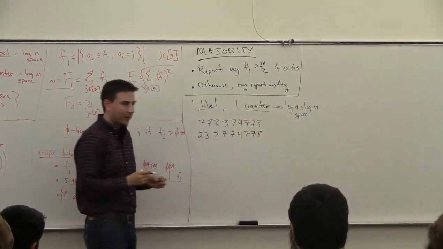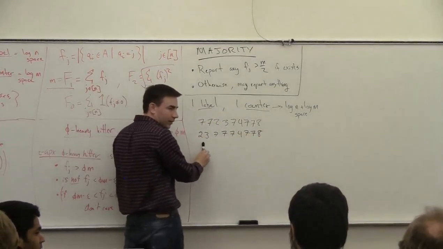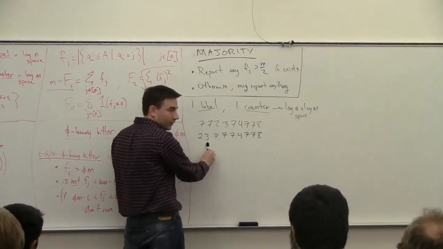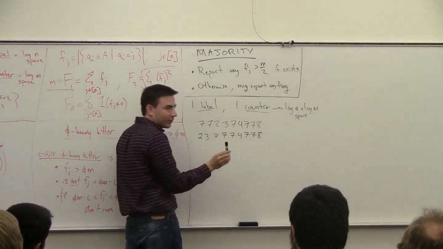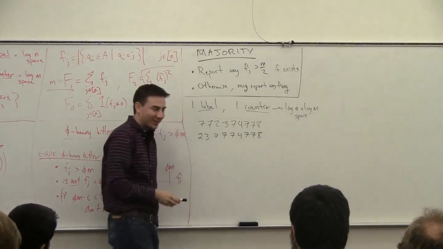All right, so it's got the same numbers, right? So how does this algorithm work now? The label is 2. Count is 1. Okay. Count is 0. Label is 2. So I changed my label here somehow. Okay, so good.